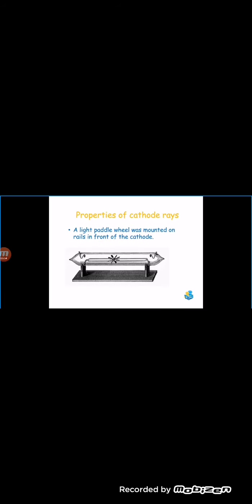So Crookes wanted to go further with his investigation of these cathode rays, and he wanted to look at the properties that they have. So what he did was he got a light paddle wheel and he mounted it on rails in front of the cathode, and basically he applied some electric current to the cathode, and this caused cathode rays to form. So these cathode rays moved from the cathode to the anode, as you would expect, and consequently caused the wheel to turn and move away from the cathode.